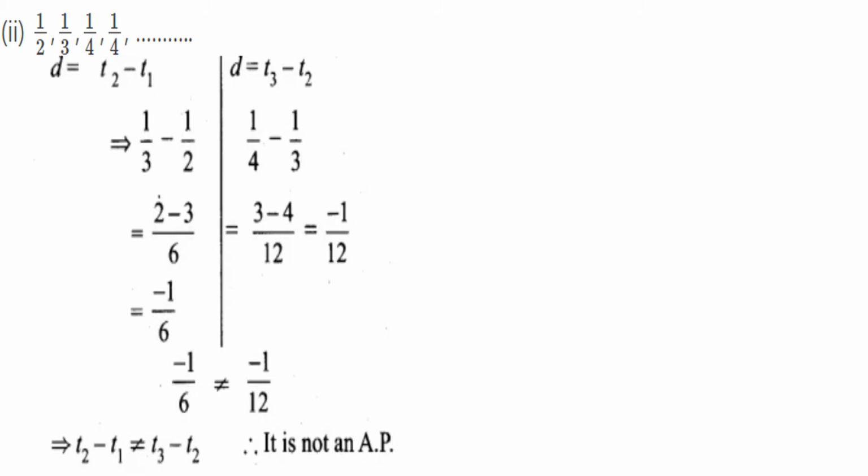Next D equal to T3 minus T2. That is 1 by 4 minus 1 by 3. Take LCM 12. 12 in 4, 3 times, 1 3 is 3. 12 in 3, 4 times, 1 4 is 4. Here minus 1 by 12. That is minus 1 by 6 is not equal to minus 1 by 12. That is, it is not an AP.